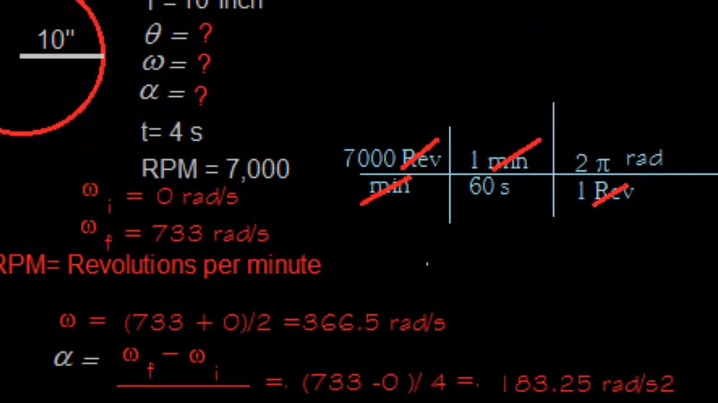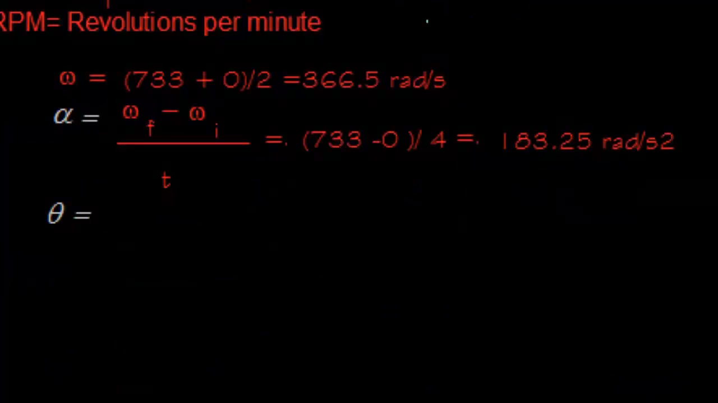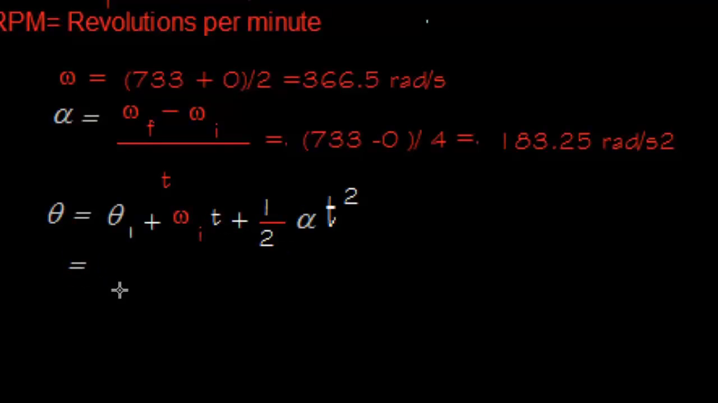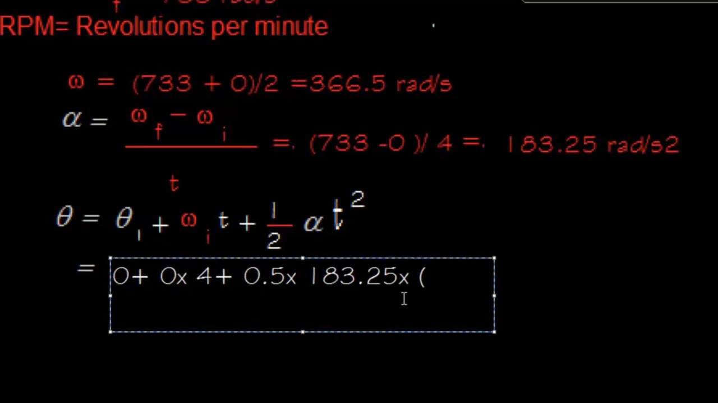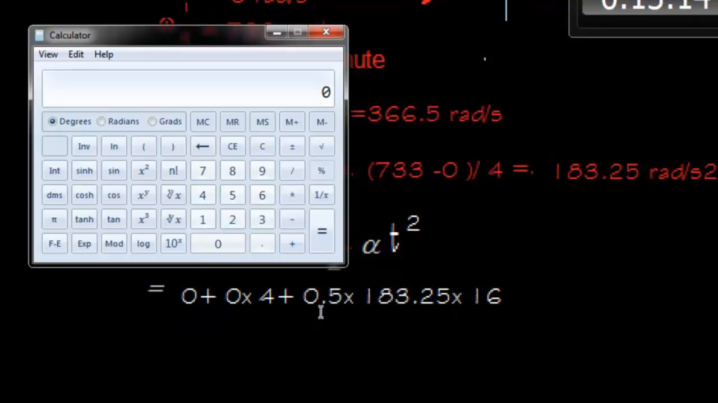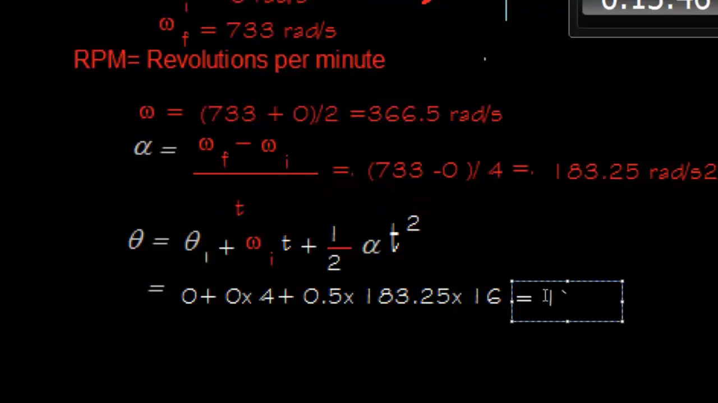And last, we need to find out the angular displacement, theta. Theta equals theta initial plus initial omega times t plus one half alpha times t squared. The initial displacement was 0 plus initial angular velocity, which is 0, times 4 seconds plus 1 half the acceleration, which was 183.25, times 4 seconds squared, which is 16. This term 0 is this term 0, and this here is 0.5 times 183.25 times 16. 1466 radians.